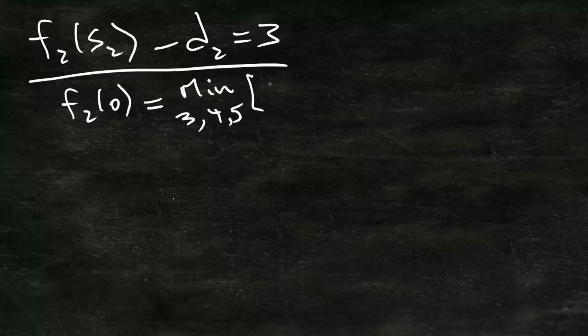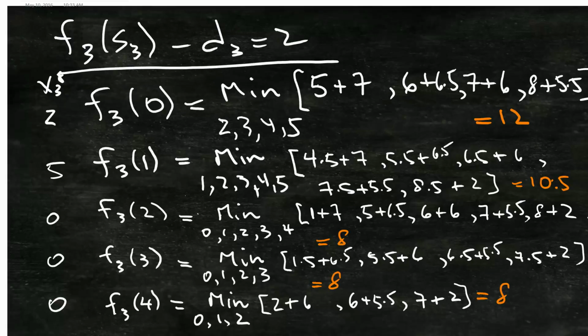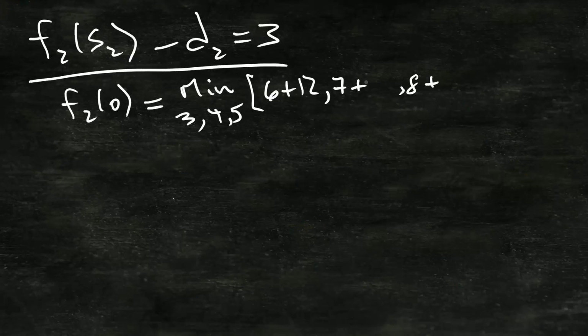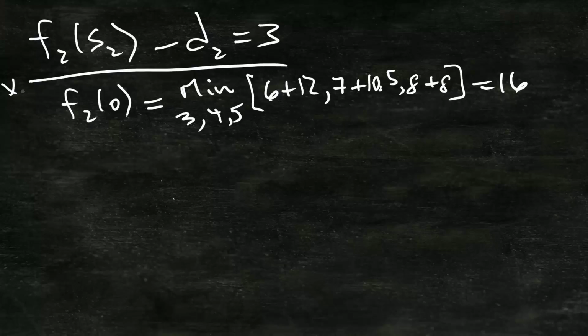If we produce 3, then it will be 6 plus 7 plus 8 plus. And then if we produce 3, then it will be 0. So looking back, it'll be 12, 10.5, and 8. So this is 18, 17.5, and 16. So we go for 16, and the X star 2 is to make 5 units.